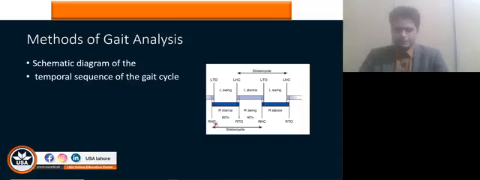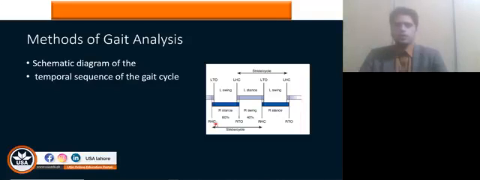So this is just to explain to you how gait analysis is being conducted. You will get a further detail and a better understanding when I tell you about this in greater detail. So you can listen forward again.